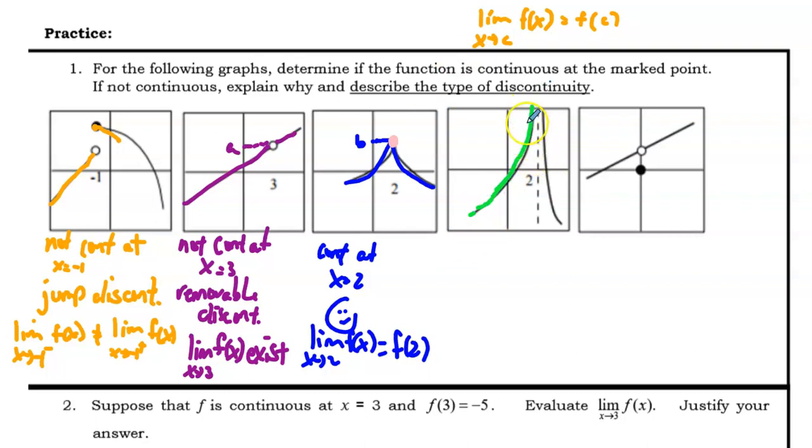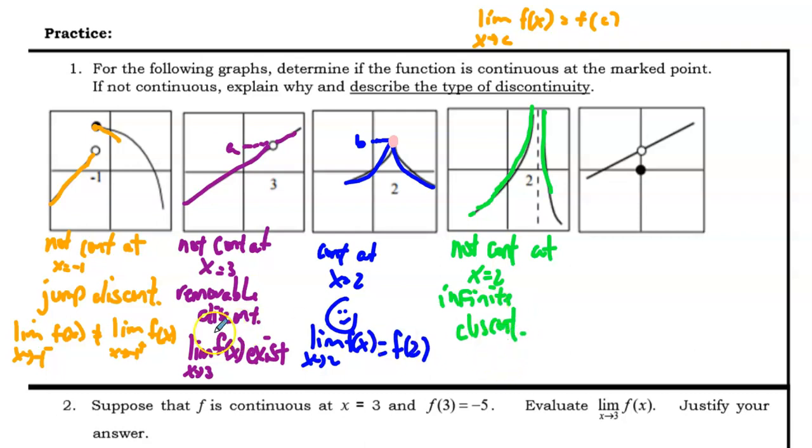is again, I'm tracing my graph, and all of a sudden I've got a brick wall. I got to climb over the brick wall to come back down. So I wasn't able to trace over it. So again, it's not continuous at x equals 2. And I can say that this one, because there's an asymptote there, it's an infinite discontinuity.